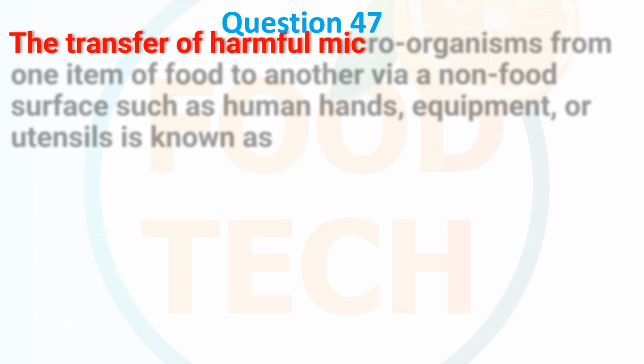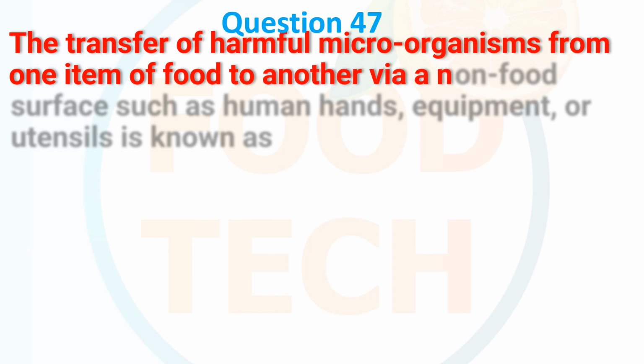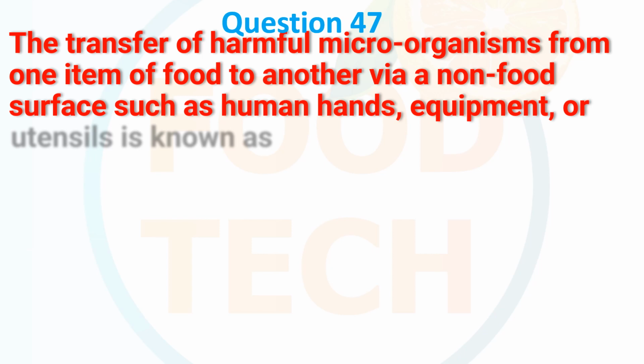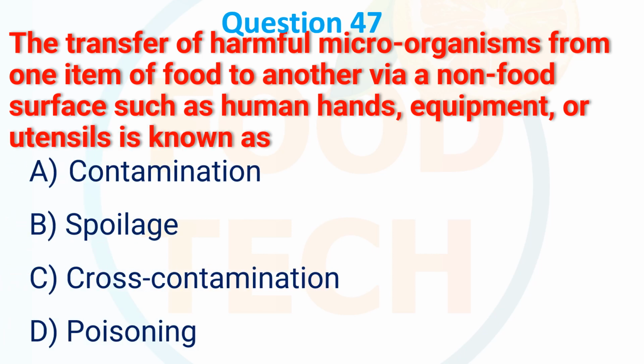The transfer of harmful microorganisms from one item of food to another, or to a non-food surface such as human hands, equipment or utensils, is known as A. Contamination. B. Spoilage. C. Cross-contamination. D. Poisoning. The answer is C.